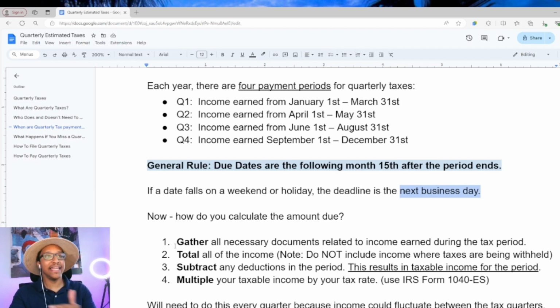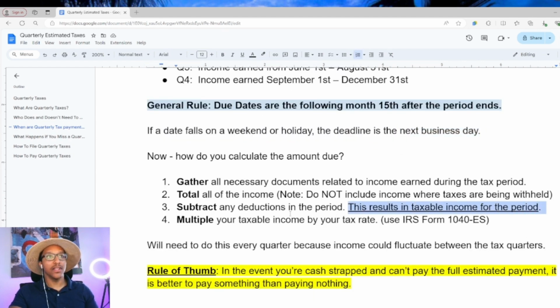Next, you will subtract any deductions in that period. So this is like retirement contributions, things of that nature. Subtracting the deductions will give you the taxable income for the period. After that, you will multiply your taxable income by your tax rate. You can use IRS Form 1040-ES for assistance on how to calculate the liability.